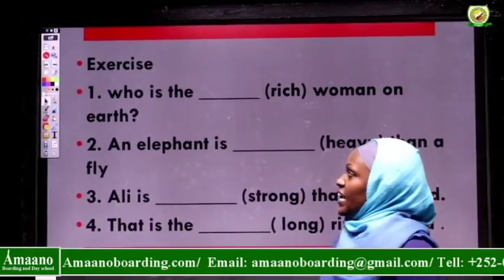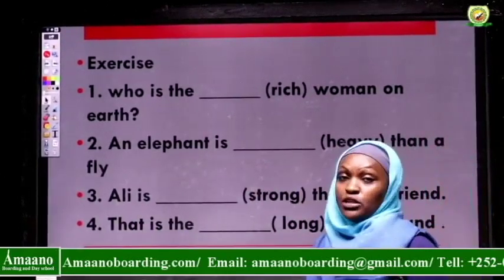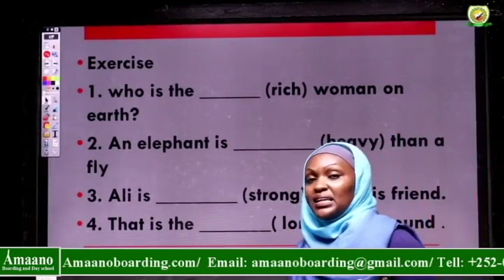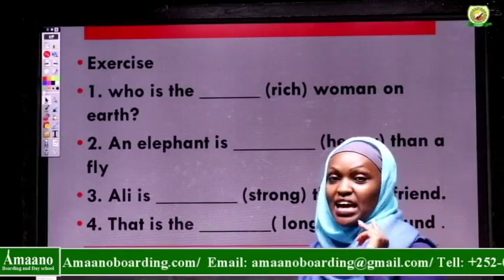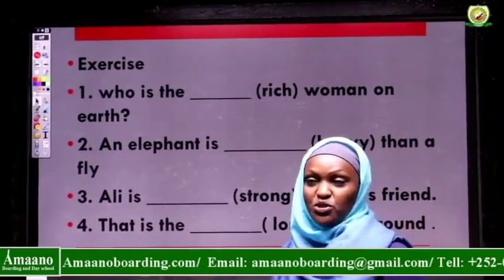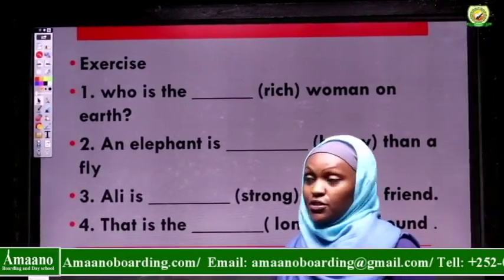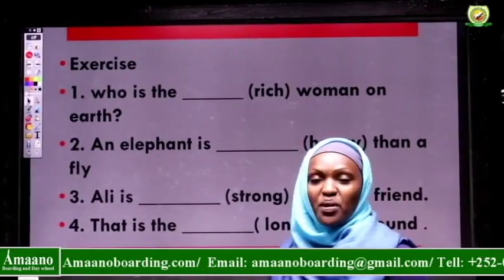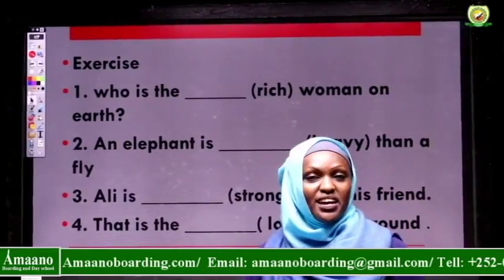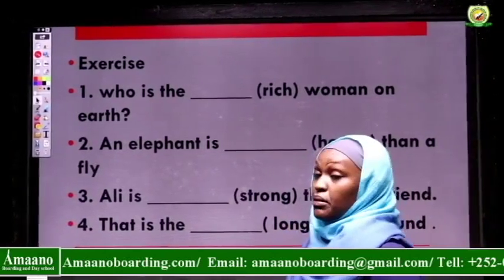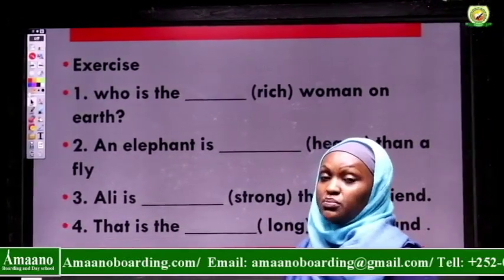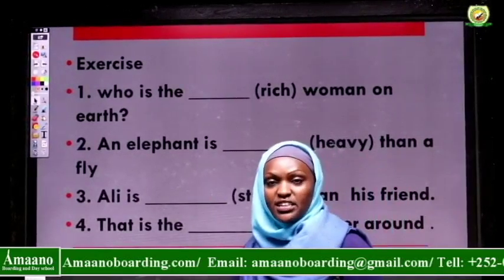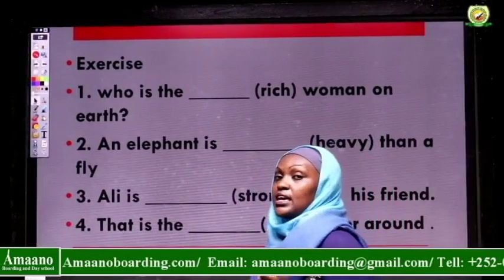Let's remind ourselves by doing this exercise together. And remember, we have said comparative adjectives are used to compare two things. Now you want to compare two things, you have to use the comparative adjective. Now if you're comparing one person or one thing with so many things, we have to use superlative adjectives. And remember, we have said we form the superlative by using EST, and we form comparative adjectives by adding ER.